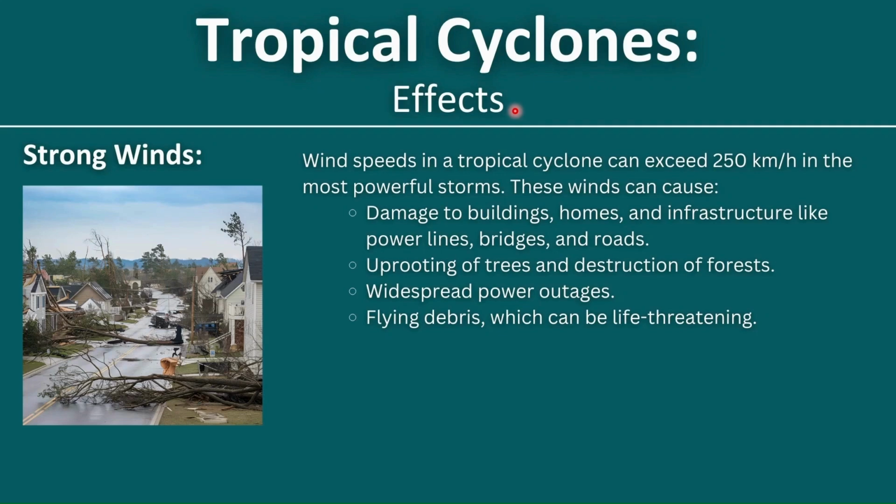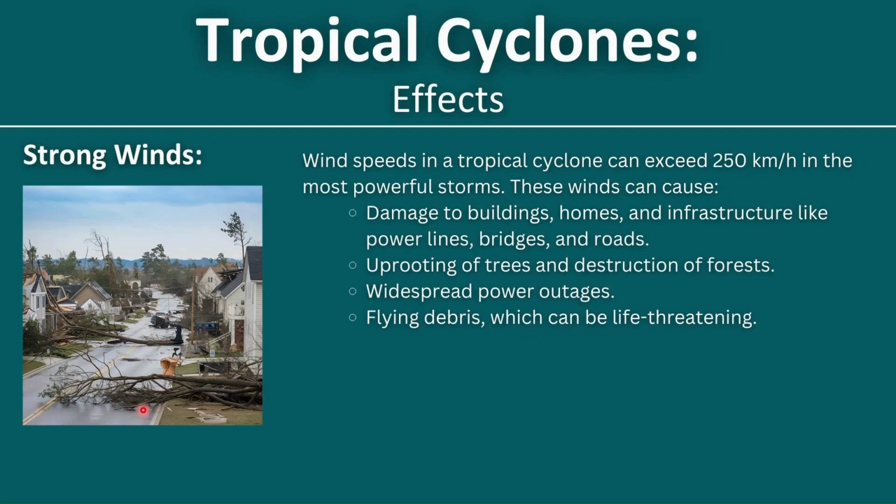So the first effect will be strong winds, right? Now, wind speeds in a tropical cyclone can exceed 250 kilometers an hour in the most powerful storms. These winds can cause damage to buildings, homes, and infrastructure like power lines, bridges, and roads. These winds can also cause the uprooting of trees and the destruction of forests. There will be widespread power outages, and flying debris can be life-threatening.